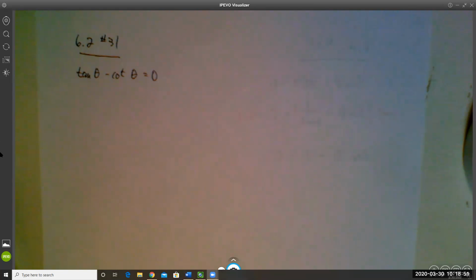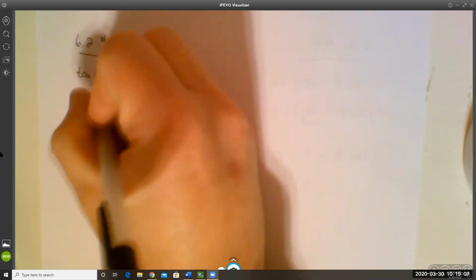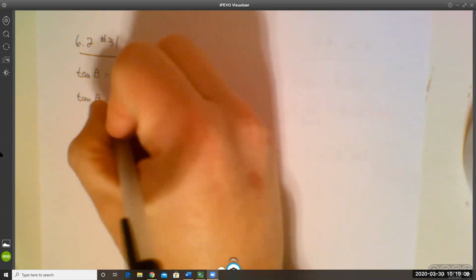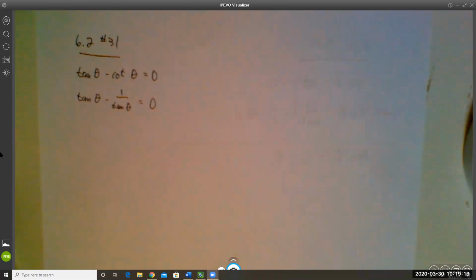So I'm looking at this and I'm trying to think, how can I get this written in terms of one function? And there are multiple ways that you could go about doing that. But what springs to my mind immediately is that cotangent is just 1 over tangent, right? So immediately I can say tangent theta minus 1 over tangent theta equals 0.